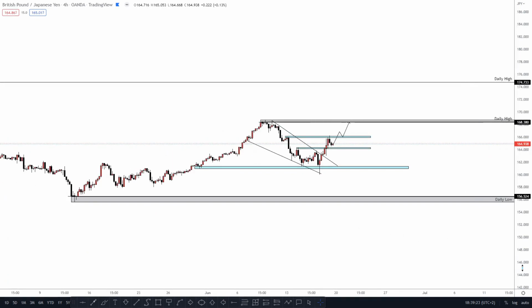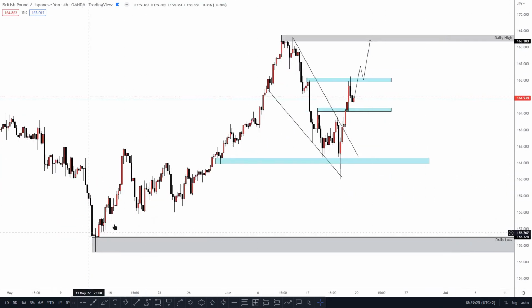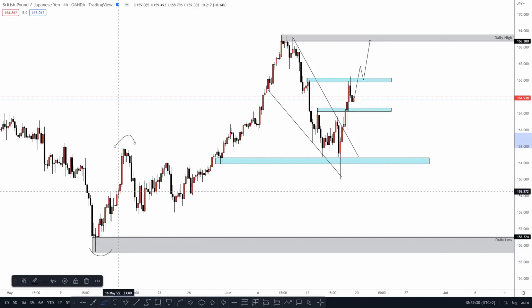So going to 4H, you will understand that price was indeed, and still is, moving to the upside, with a higher high and higher low, but then it really pushed the market to a higher low, and from there we didn't really have anything.